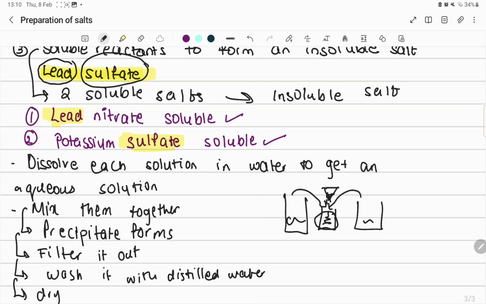Okay, I had to leave for 2 seconds, so I'm not sure where I left off, but I will just repeat myself. Two solutions, they come in together. The precipitate forms, you filter it out, you wash it, you dry it, and boom, you have your salt.